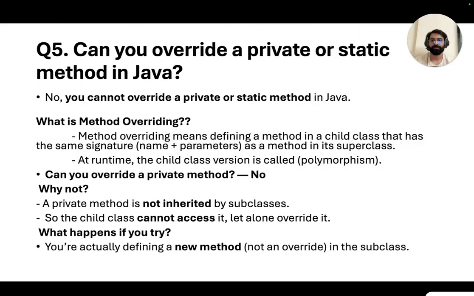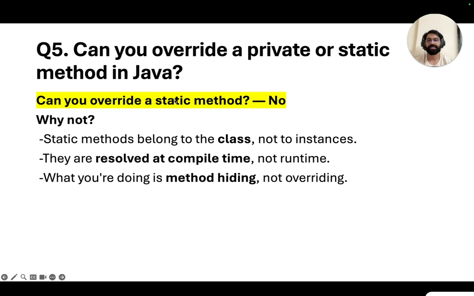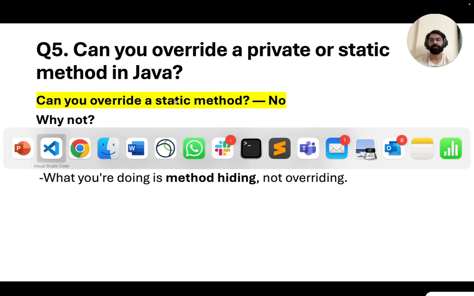Now let's move to another thing. Can you override a static method? No, we cannot override a static method either. Why not? Because static methods belong to a class, not to an object or instance. So they are resolved at compile time, not at runtime. And what you are doing is method hiding, not overriding. Basically, if you try to override the static method, it is not overriding but method hiding. Let me explain.